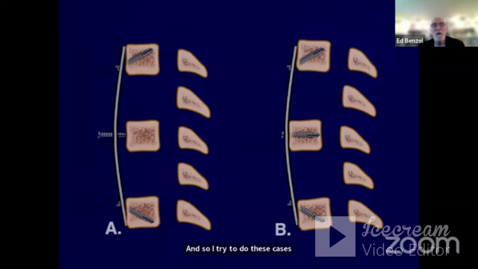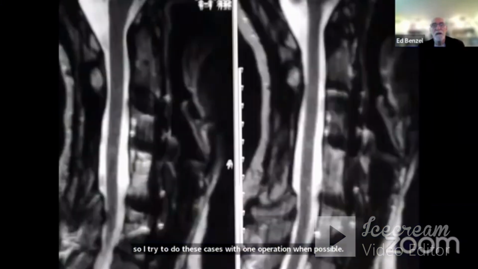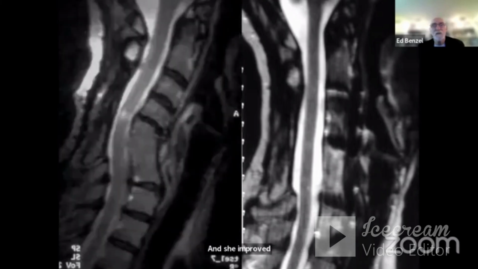Again, with her, we brought the bone to the implant. And here she is post-op. Her spinal cord looks great. There is no signal change. And she improved significantly with regard to her myelopathy. Here she is pre-op, and here she is post-op on the right side.